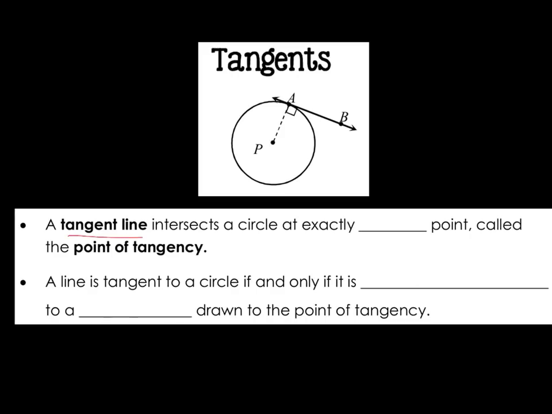A tangent line intersects a circle at exactly one point, and that point is called the point of tangency. So here's the point right there, and that point's called the point of tangency.